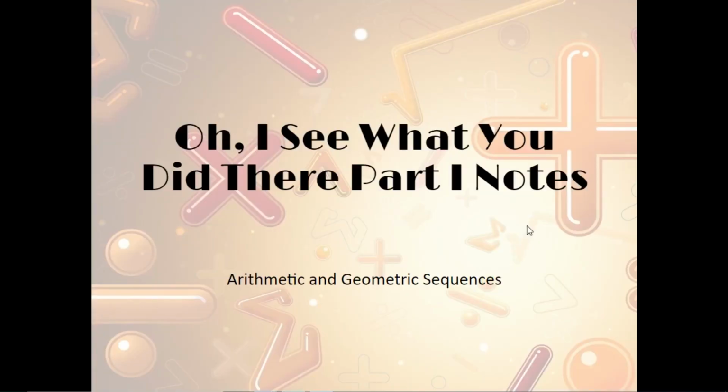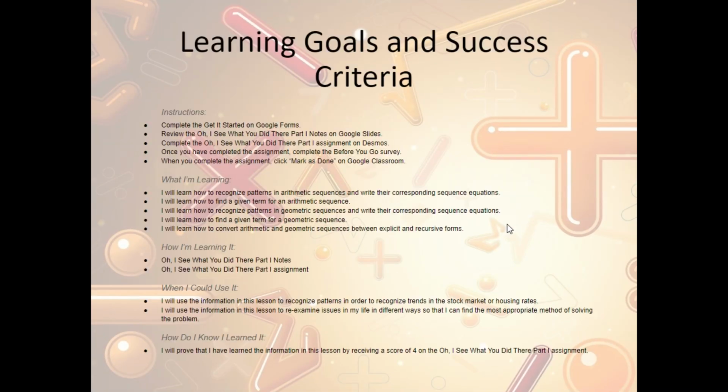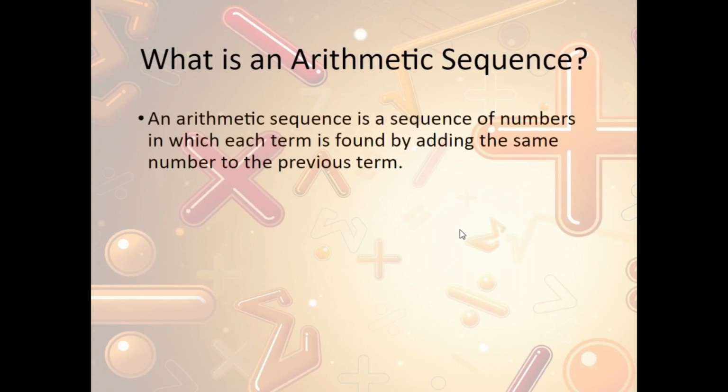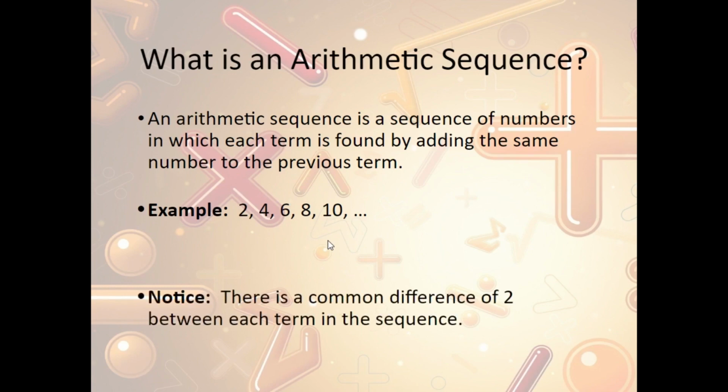Let's take a look now at the "Oh, I see what you did there" part 1 notes. The notes begin with the learning goals and success criteria. What is an arithmetic sequence? An arithmetic sequence is a sequence of numbers in which each term is found by adding the same number to the previous term. An example of this would be 2, 4, 6, 8, 10, etc. Each time we move from one to the next, we're adding 2. So 2 plus 2 is 4, 4 plus 2 is 6, 6 plus 2 is 8, and so on, and it goes on forever. Notice that there's a common difference of 2 between each term in the sequence.